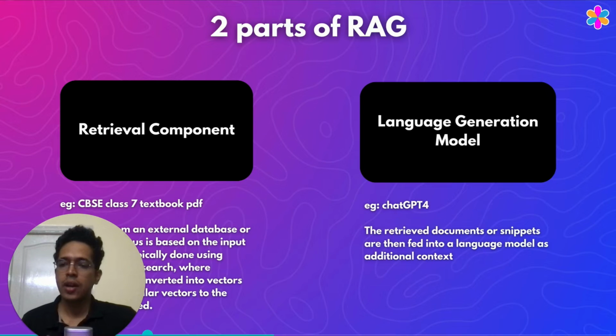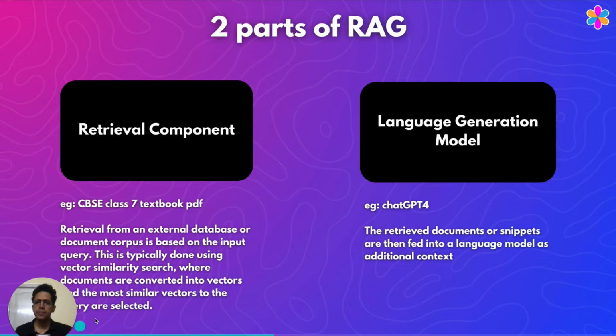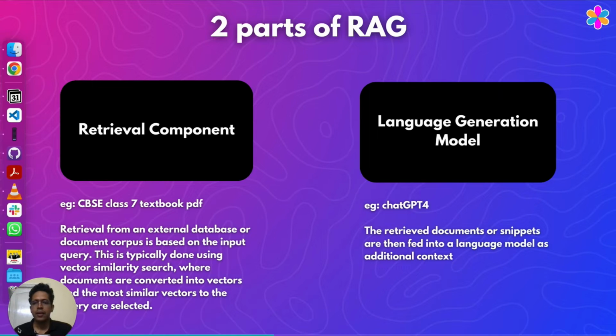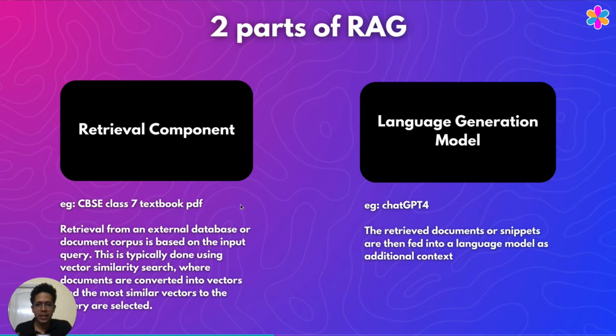So there is a retrieval component in RAG. If you are building an AI system for an educational company, you could have a CBSE class 7 textbook, the PDF of these text chapters as the retrieval component. This might be part of your database, and the large language model or the language generation model like GPT-4 or GPT 3.5, that will be the LLM. So these are the two parts of RAG.